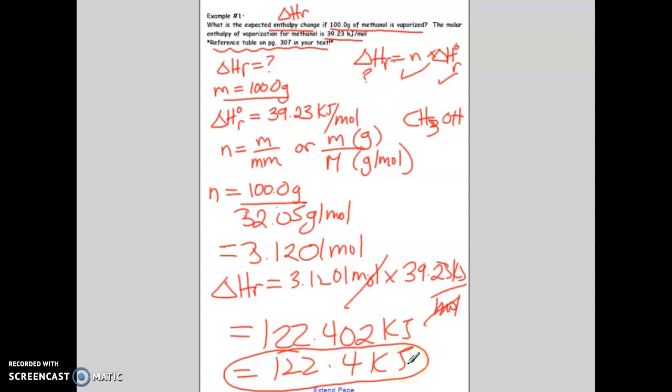Okay, and notice it's a positive value, which tells us that this process of vaporization for methanol is an endothermic process, right? So if we wanted to vaporize 1 mole of methanol, it would be 39.23 kilojoules. But we're not vaporizing 1 mole, we're vaporizing 3.1201 moles. So you have to adjust your kilojoule quantity dependent on how many moles are actually doing this. That's exactly what we just did.